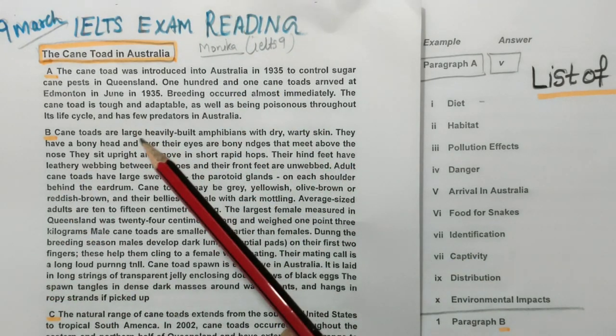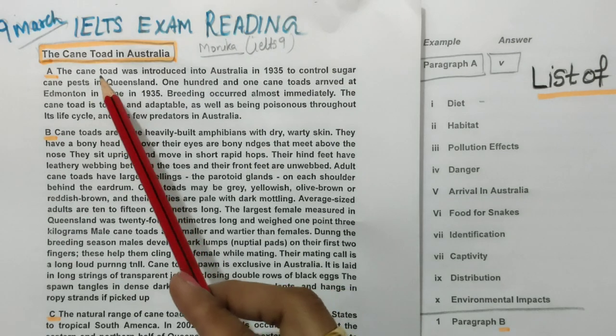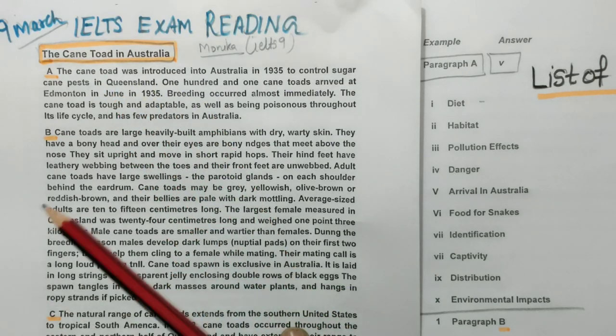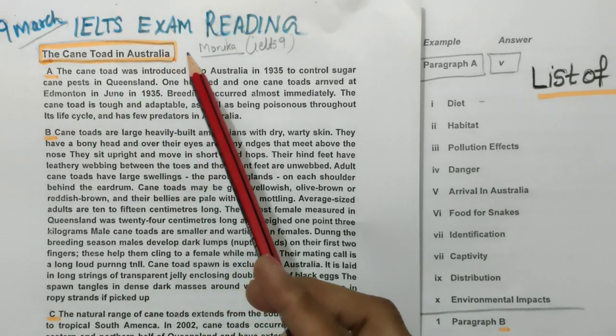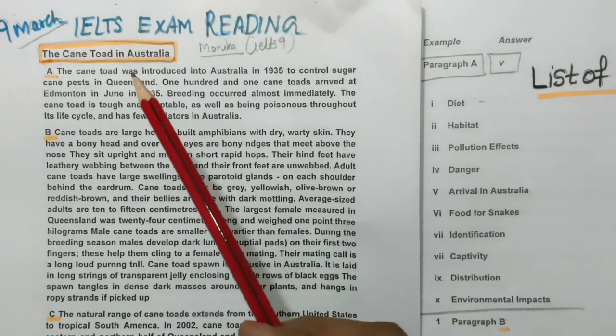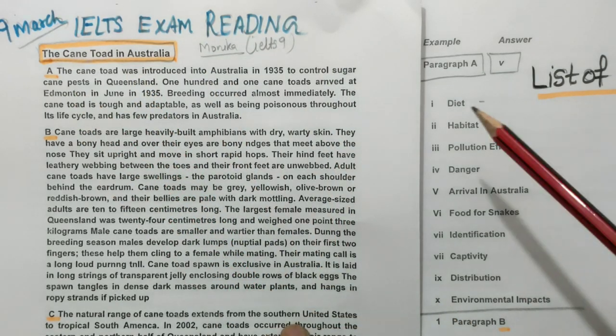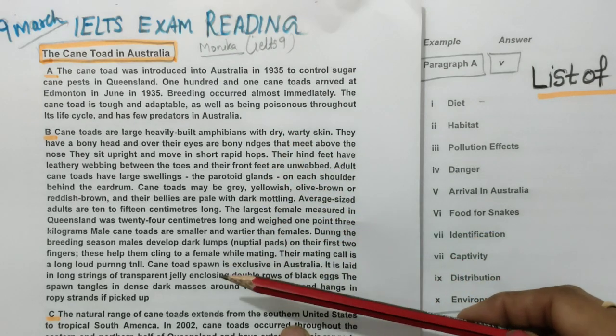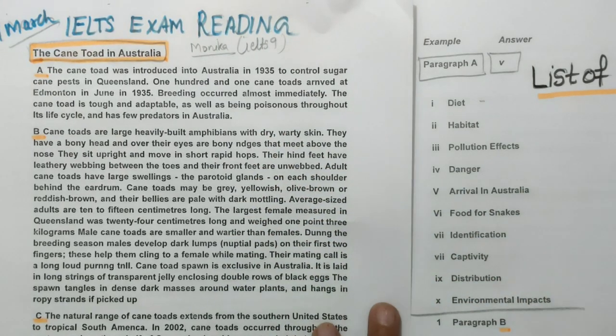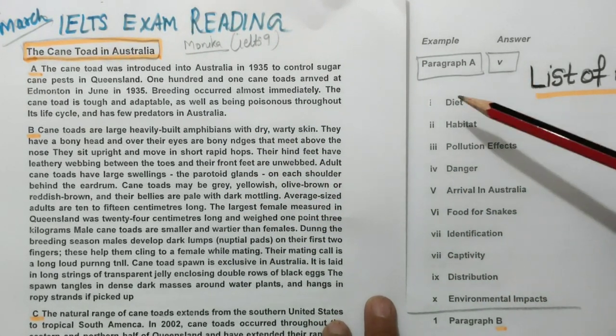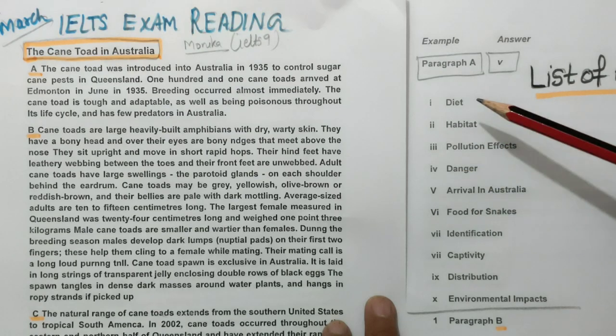So in this video we will be doing this reading, the cane toad in Australia. That reading was part of the IELTS exam in India and in neighboring countries also. It was held on 9th March. I will not be reading anything from here. As I told you earlier also, we will be reading all these types of questions.